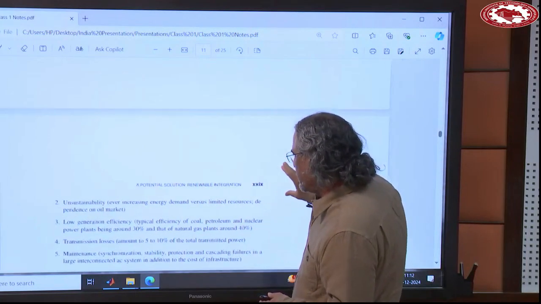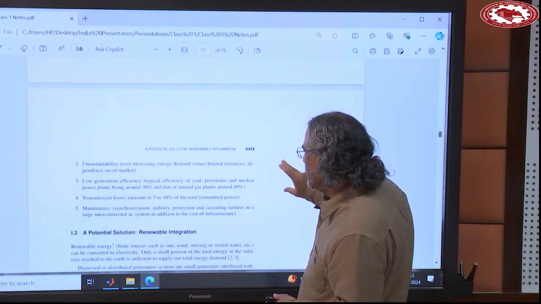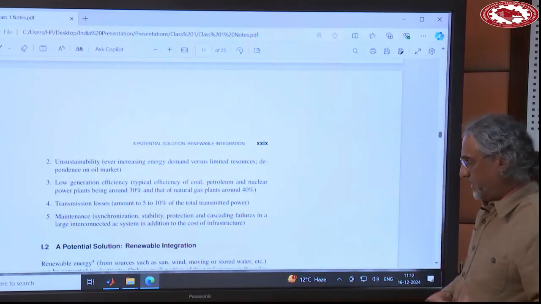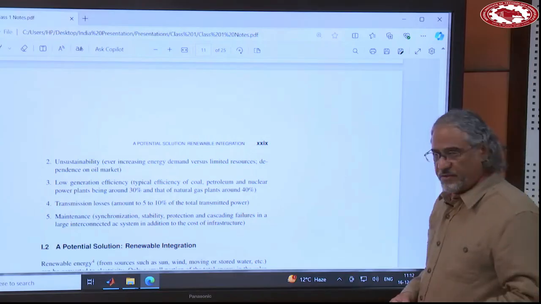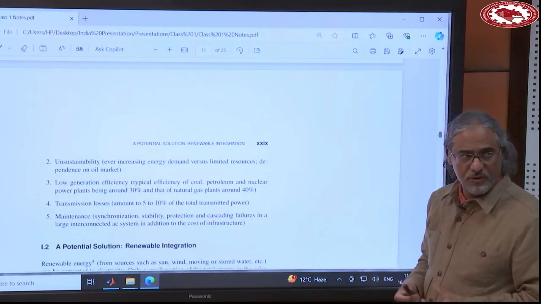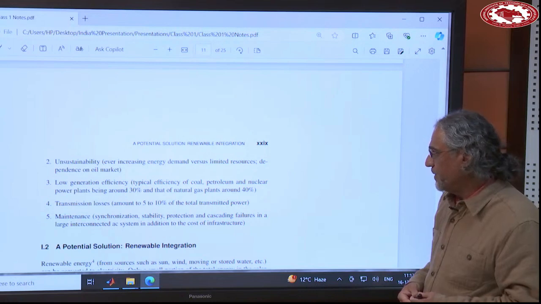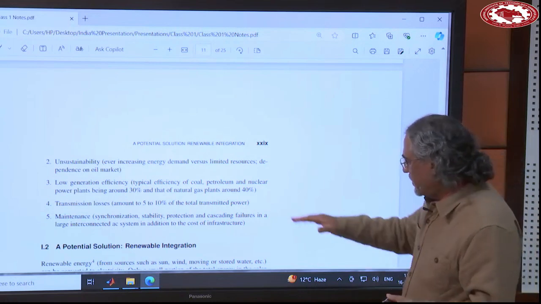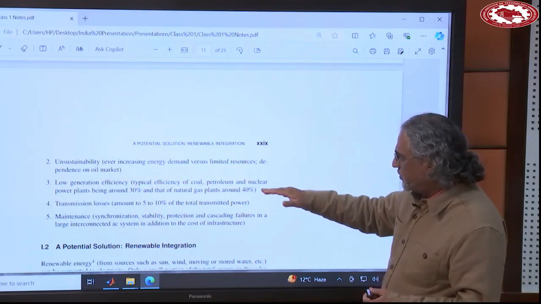So this is not a sustainable approach, because the need for energy is ever increasing, and if you want to continue with this approach, it's not going to work in the long run. A few other aspects that we can talk about.